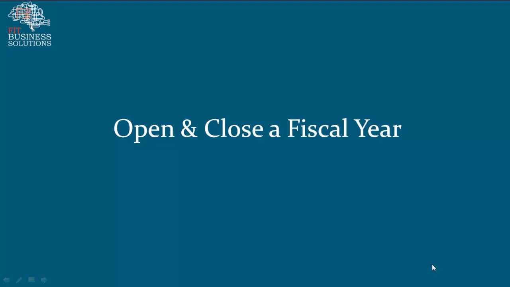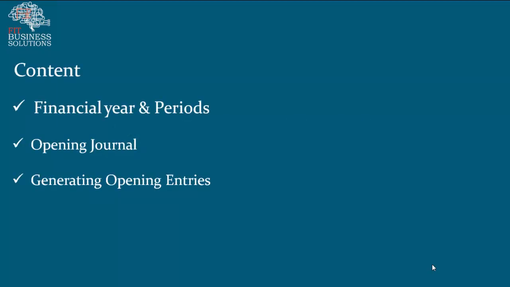In this video, we will learn how you can open and close a fiscal year in Odoo. The things that we will discuss will be how to create a financial year and corresponding periods, including an opening period, how to define an opening journal, and how you can generate opening entries, cancel them, and generate them again when changes have been made in the previous financial year.